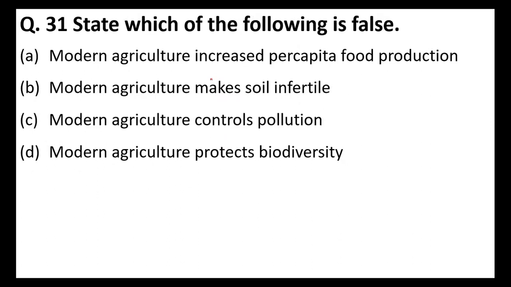State which of the following is false. Modern agriculture increased per capita food production. Modern agriculture makes soil infertile. So if you talk about this, it seems to be correct. Modern agriculture has increased food production. This is true because we use so many fertilizers and pesticides. So food production has increased. It has also made soil infertile because if you are putting so many chemicals, the soil will become infertile. Modern agriculture controls pollution. Modern agriculture protects biodiversity.